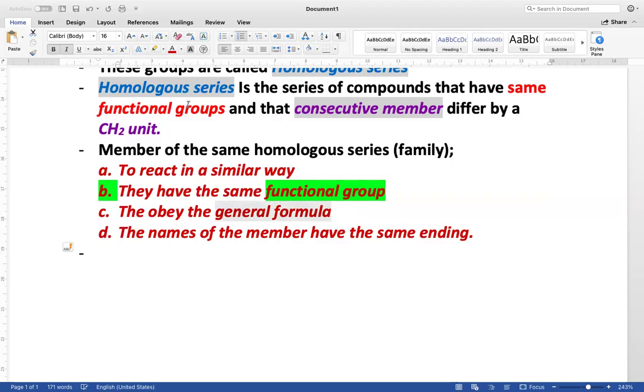Am I making some sense? Yes, good. So that is what you need to remember about these functional groups.